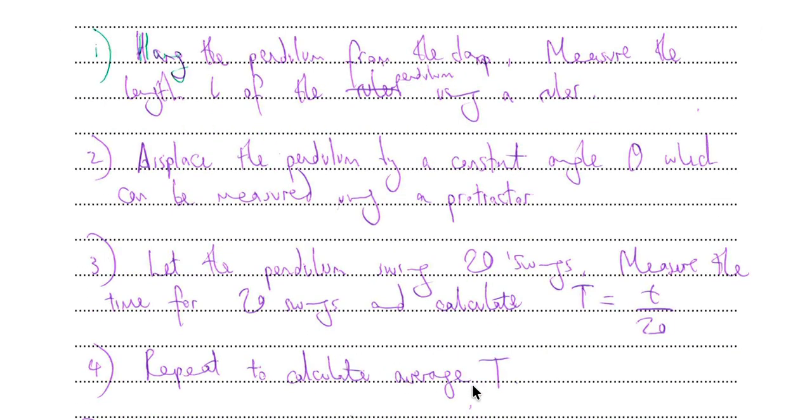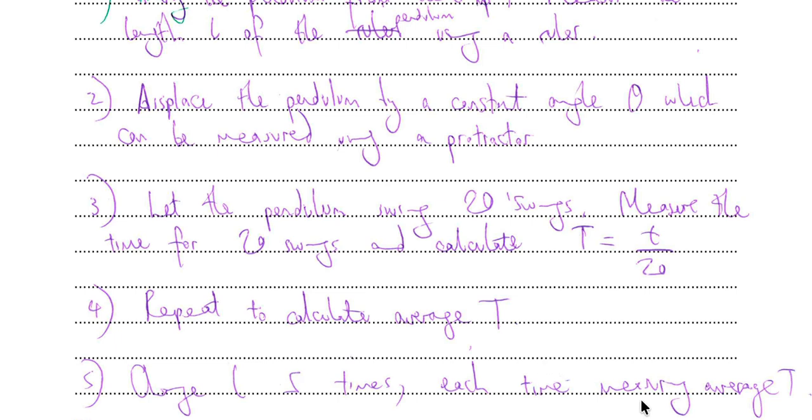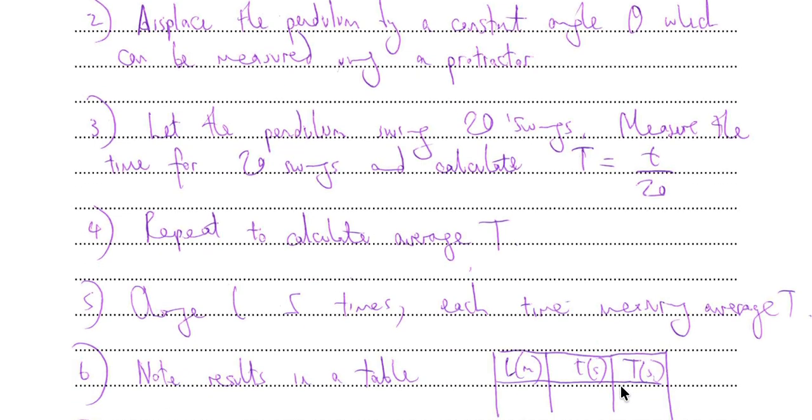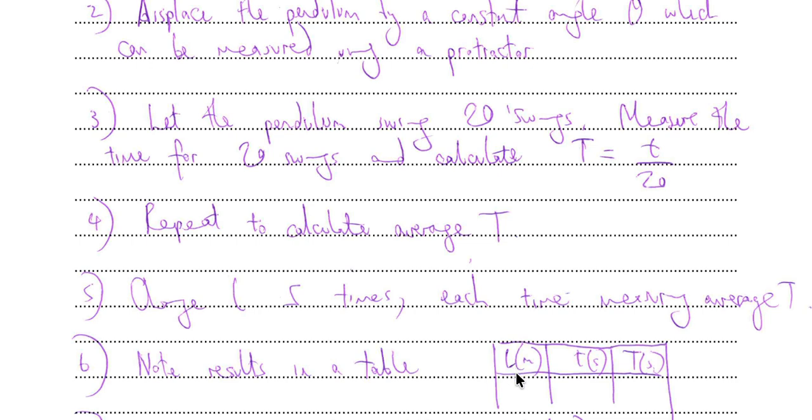We're going to repeat to calculate an average time, and then we're going to change L 5 times, each time measuring the average time. Notice I'm not going into loads of detail here. I'm doing bullet points. It's really simple and easy to follow. I'm going to note the results in a table, with length in meters. Doesn't have to be meters, could be centimeters, could be millimeters. T in seconds, capital T in seconds. You must have the units here. One thing I know from marking these papers is that you need to make sure you have the units in both your tables and your graphs.